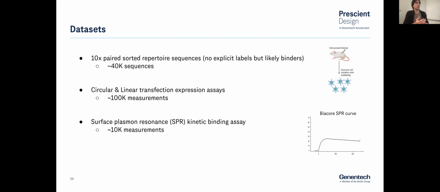And then for expression, we had circular and linear transfection data. We used both circular and linear to train the classifier, and then only linear to train the regressor, because linear was the expression system that we were using currently during our experiment. And finally, to measure binding affinity, we used an assay called surface plasmon resonance kinetics. We had about 10,000 measurements in total across all lead molecules and targets.